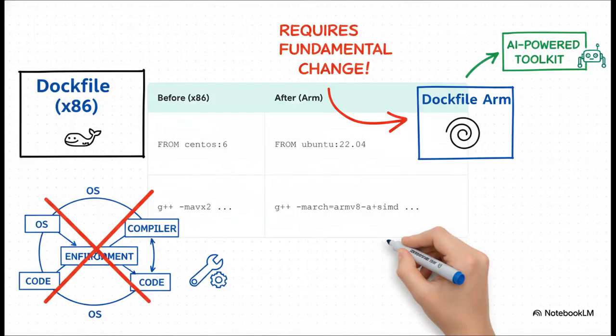And this right here gets to the very first roadblock, your build environment. The Dockerfile itself is basically an x86-only document. You can't just run it. You have to totally rewrite it, from the operating system it's based on, all the way down to the tiny little flags you pass to the compiler.